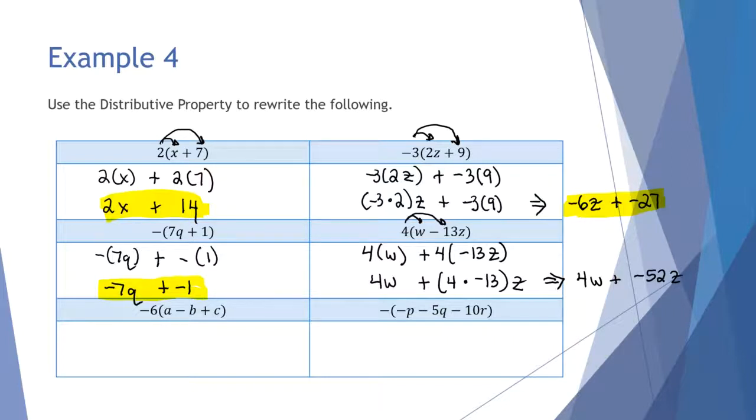The letters just hang out. A lot of people think, oh my goodness, we've got these letters, what do we do with them? You don't really do anything with them. They just kind of hang out, and you just work with the numbers. And then the letter just tags along for the ride.